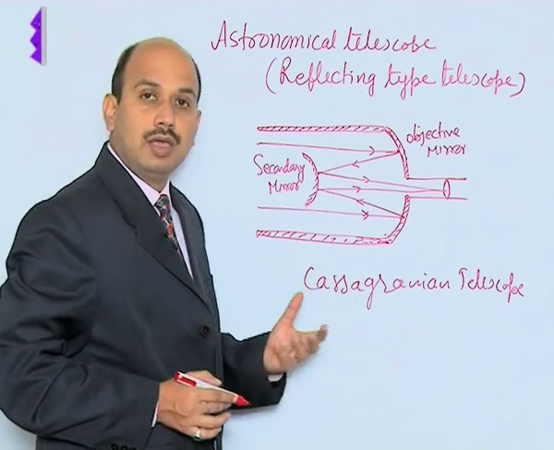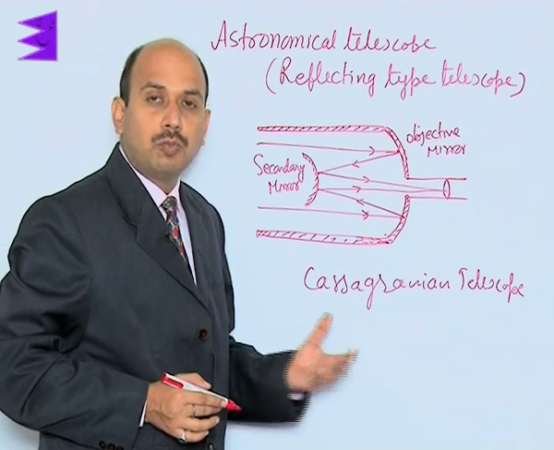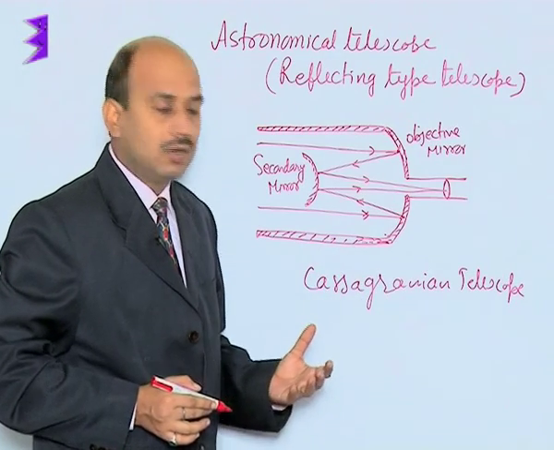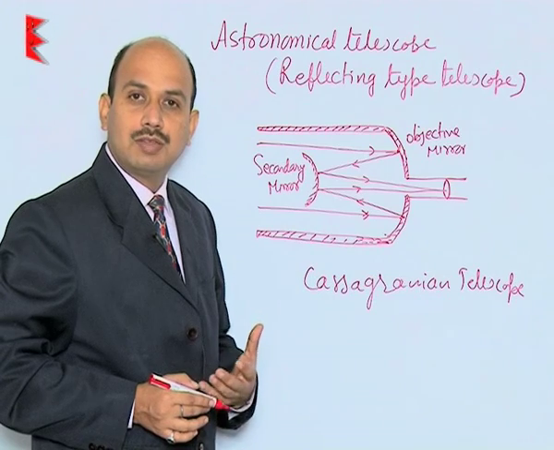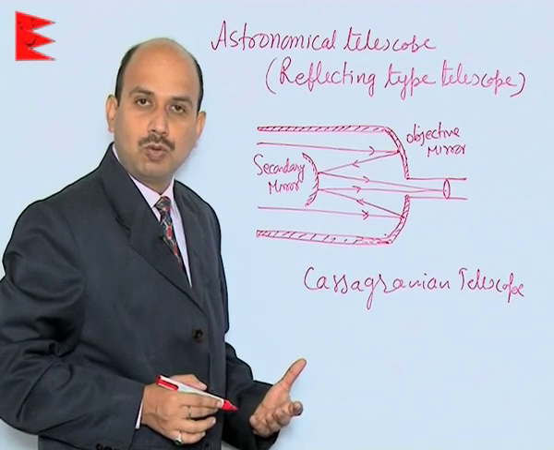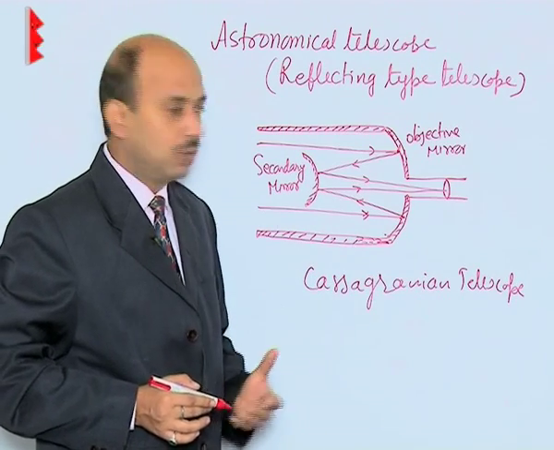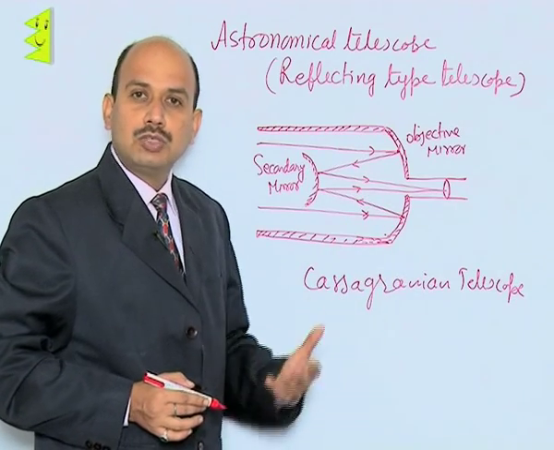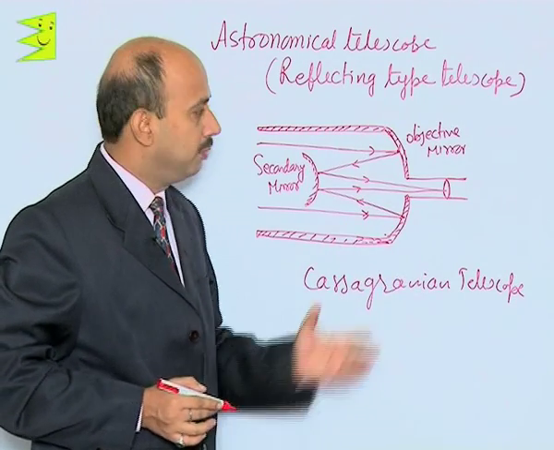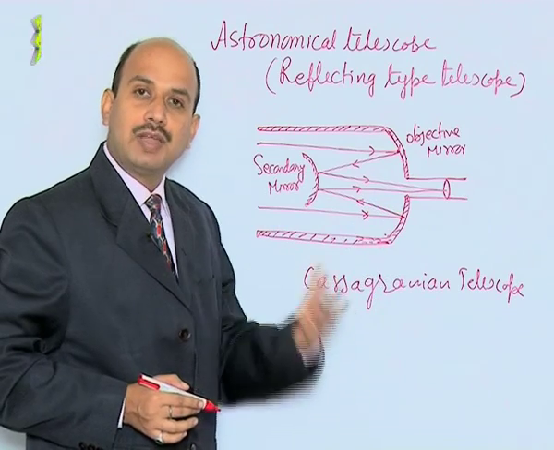So, in the case of this reflecting type telescope, what are the main advantages? First, the brightness of the images is much better than in the refracting type telescope. There is no chromatic aberration because mirrors are used here. There is no chance of spherical aberration because of this concave mirror, but in the refracting type telescope it is present.